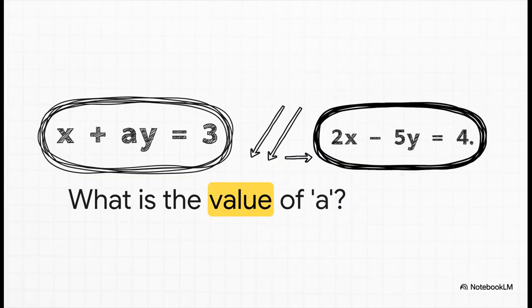So let's use this rule to solve a problem. We're told these 2 lines are parallel, which means their gradients must be equal. Okay, first things first, we need to get both equations into that familiar y equals mx plus c format. For the first line, that gives us a gradient of -1 over a. For the second line, its gradient is 2 over 5. Since they're equal, we just set -1 over a equal to 2 over 5. A little bit of algebra, and we find that a has to be -5 over 2.